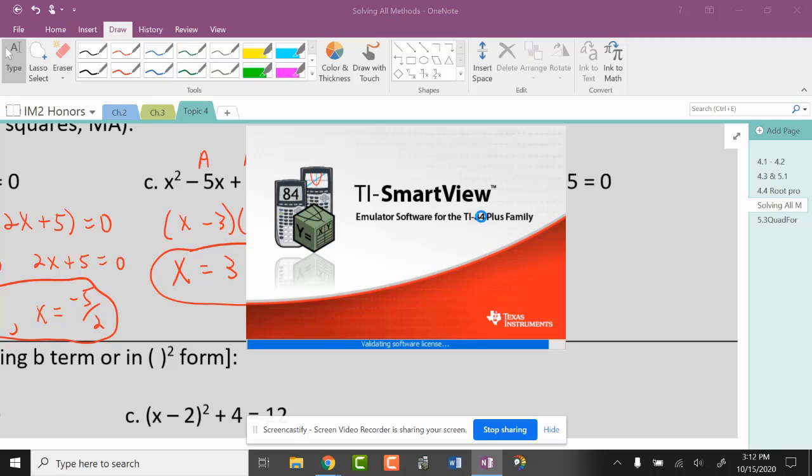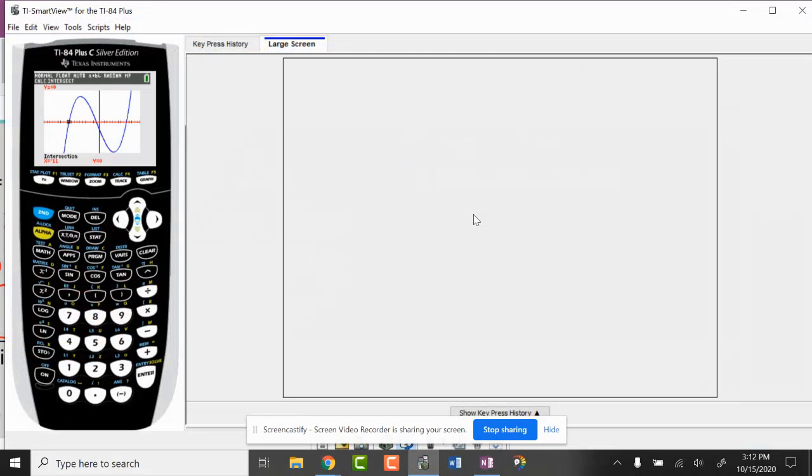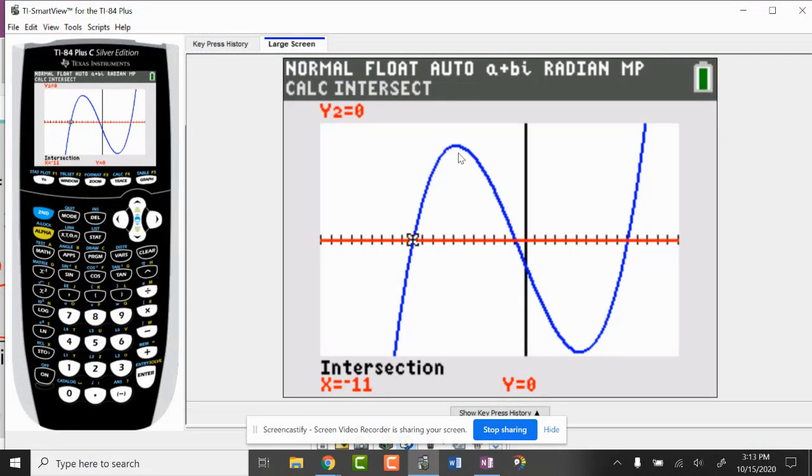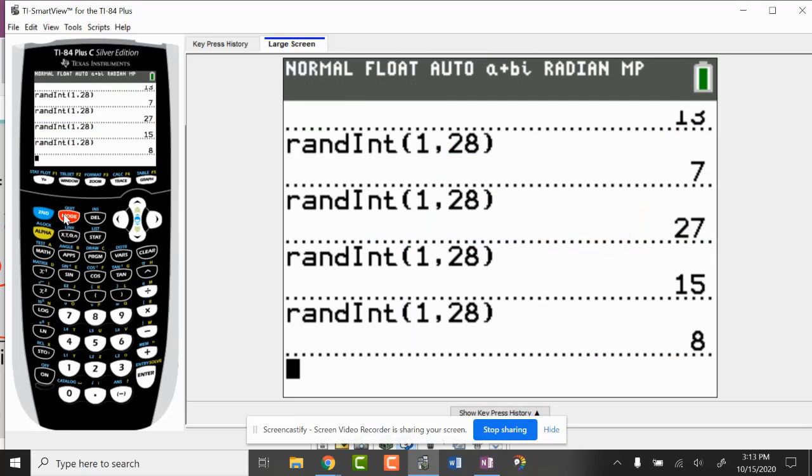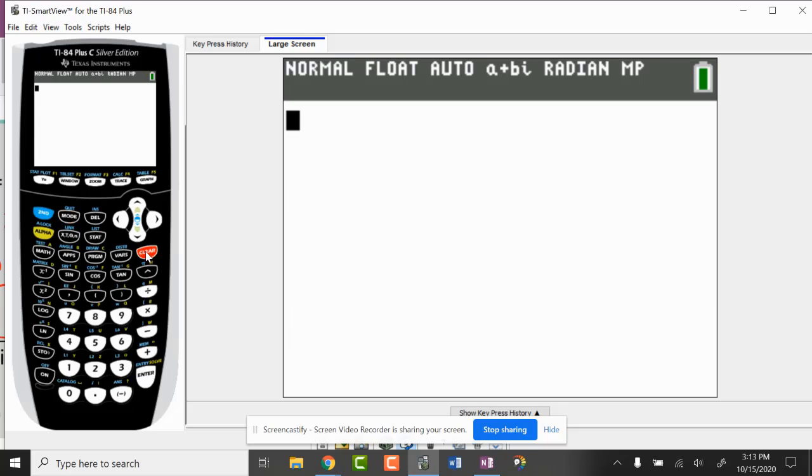Let's sing the quadratic formula song while we're waiting. The opposite of b plus or minus the square root of b squared minus 4ac all over 2a. Hope the other math teachers sang that song to you.